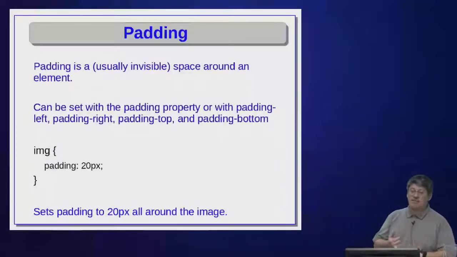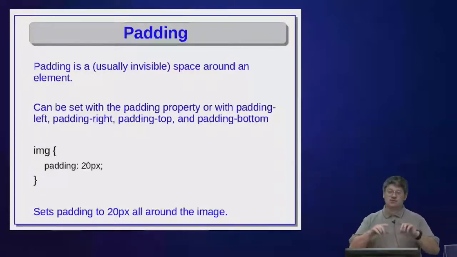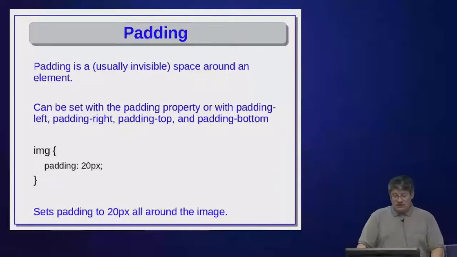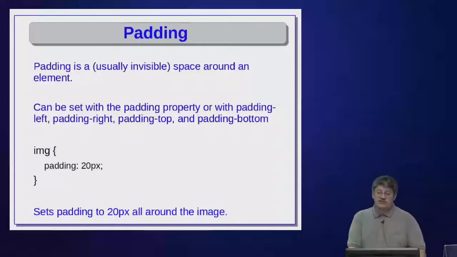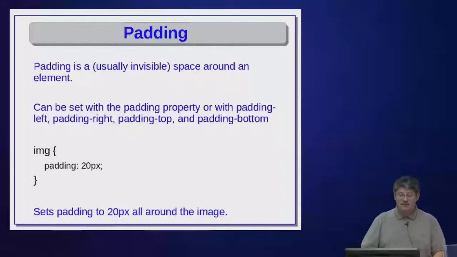I've got margin, I've got border, I've also got padding. Padding is a usually invisible space around an element, but inside the border. Typically, if I set the background color of an element, that will set the background color for the content and also for the padding, but not for the margin or the border. The padding can be set using the padding property, or as with margin and border, with the padding left, padding right, padding top, and padding bottom properties instead.